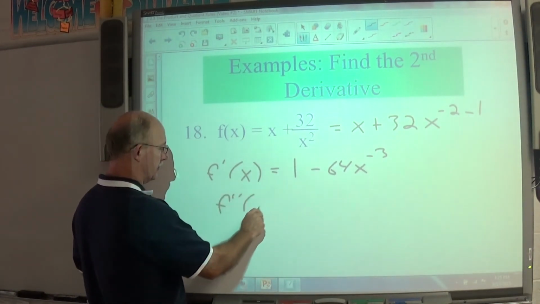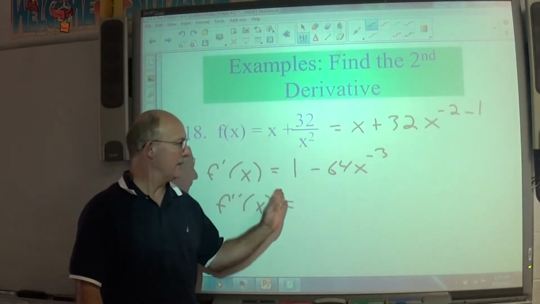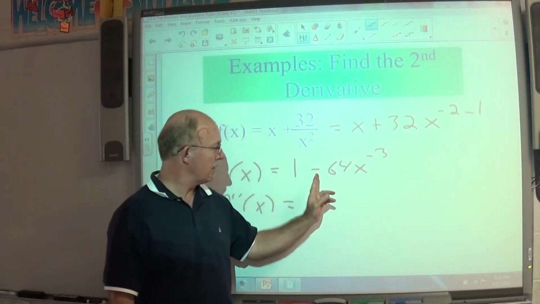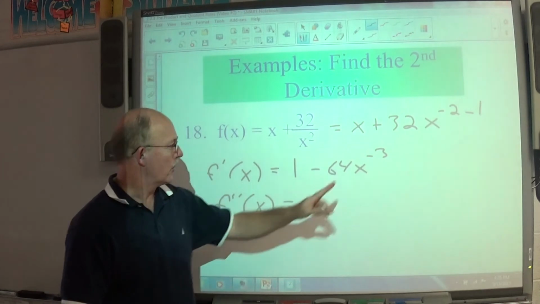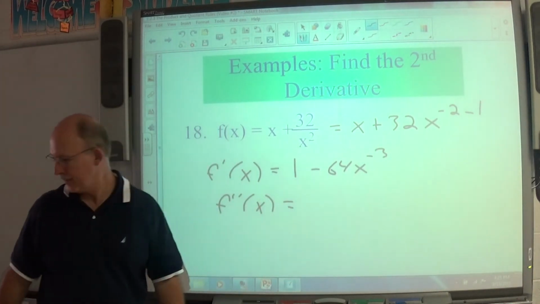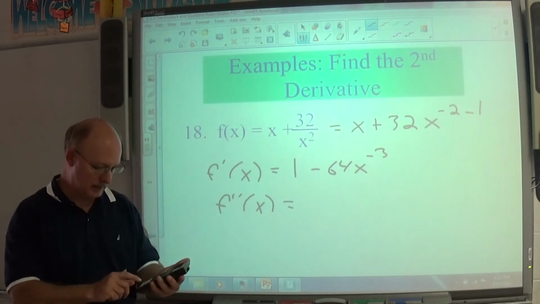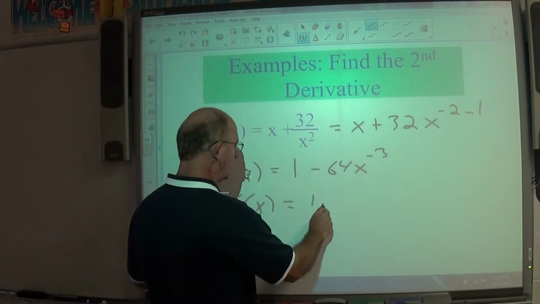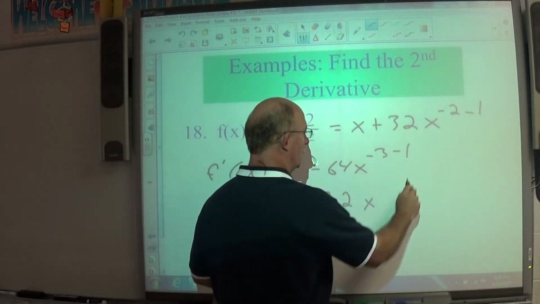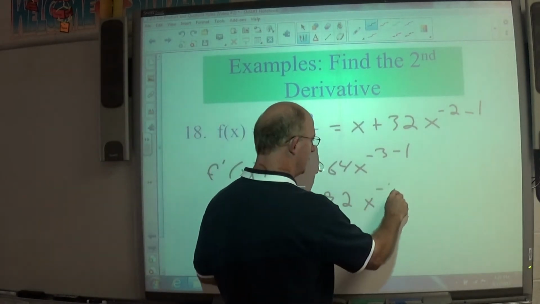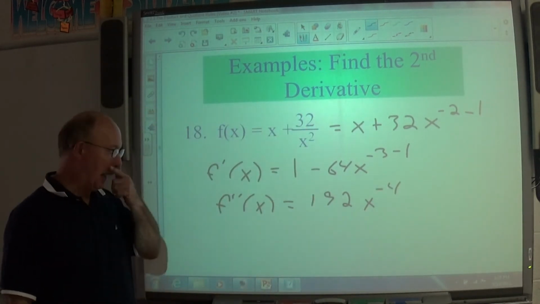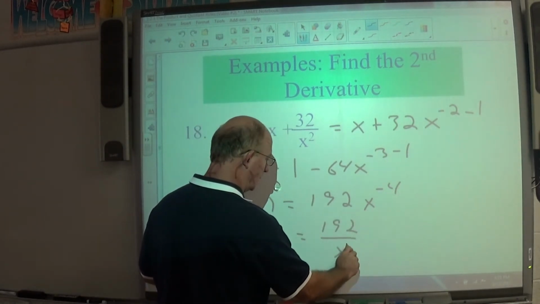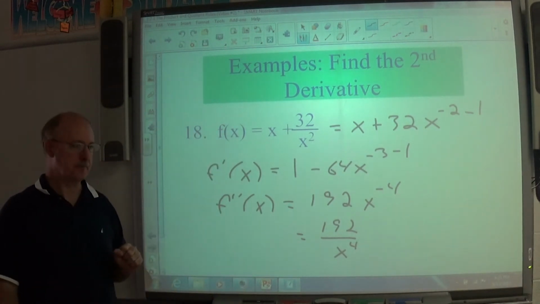Now the second derivative is equal to, now take the derivative of each term. The derivative of 1 is 0. Then take the derivative of negative 64 x to the negative 3, we're going to do negative 3 times 64. Let me grab my calculator here, save a little bit of time. So 64 times 3 is 192. So it'll be positive 192 x to the, now we're going to subtract 1 from our exponent again, to the negative 4 power. That's the second derivative. Now remember, I don't like negative exponents, so I'm going to rewrite this as 192 over x to the positive 4 power. So that's our derivative here.